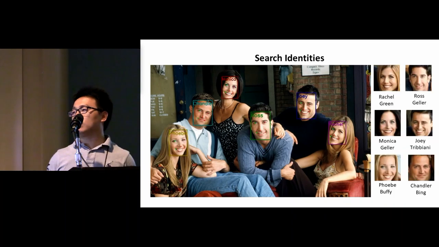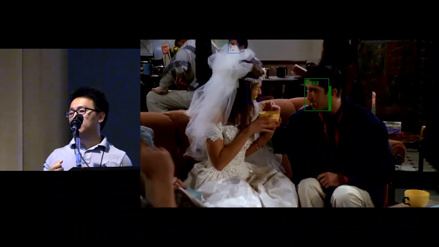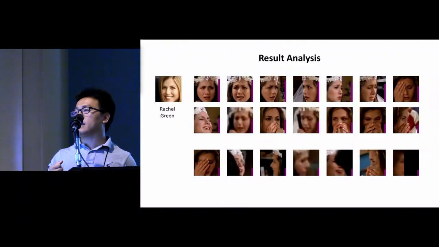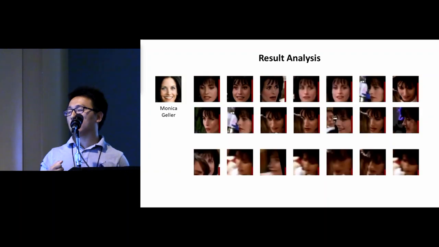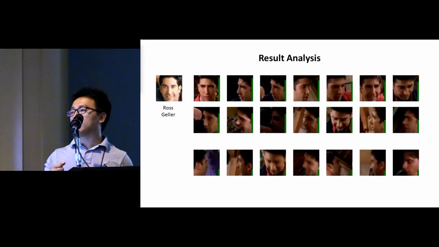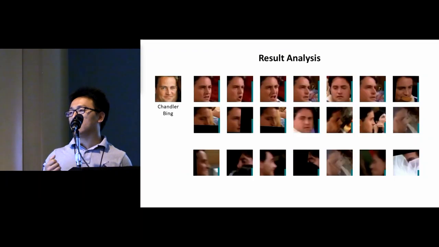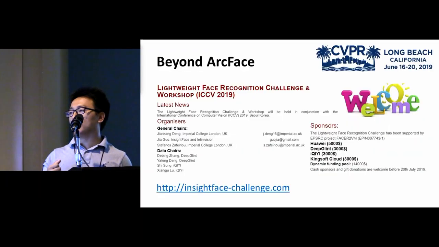Now I show a video demo which talks about searching six challenging cases. ArcFace still has space to improve. Here are some embedding results, searching results. As we can see, ArcFace can handle intra-class variance to some extent, but for some extremely challenging cases, ArcFace can still be improved.